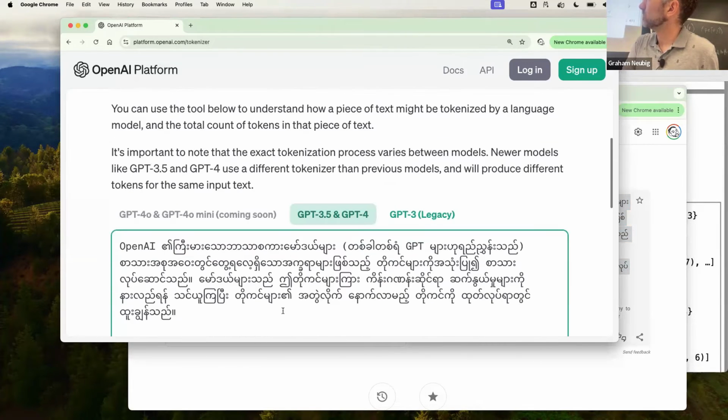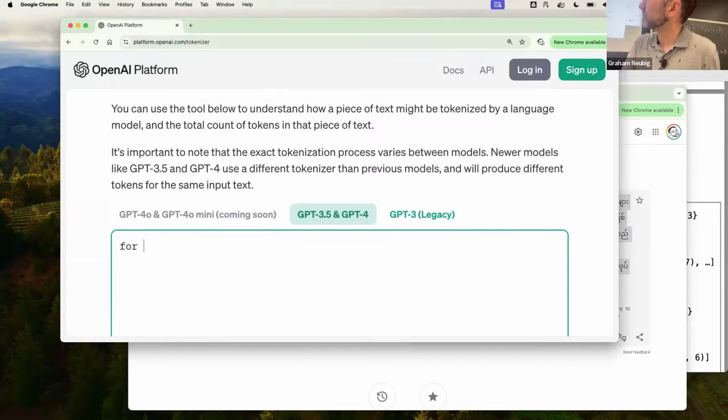So I will do for i in range 3, for j in range 10, print i, j.